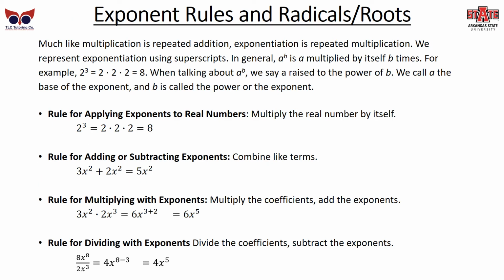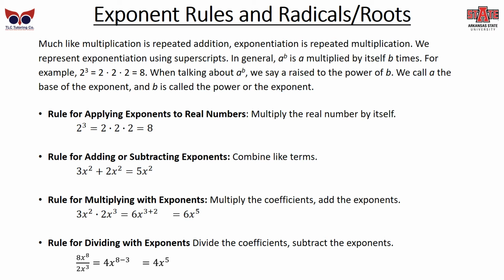Next, we want to talk about exponent rules and radicals, or roots. Much like multiplication is repeated addition, exponentiation, which is a great word, is repeated multiplication. It is represented with superscripts, those little numbers above. In general, a to the b power is a multiplied by itself b times. So 2 to the third power is 2 times 2 times 2, which is 8.